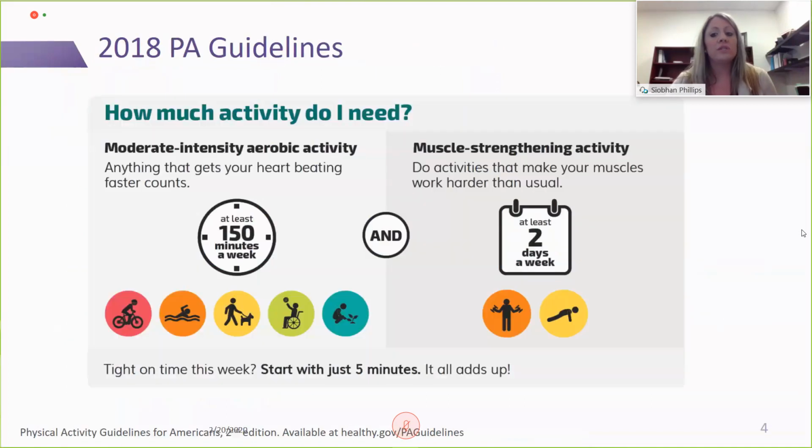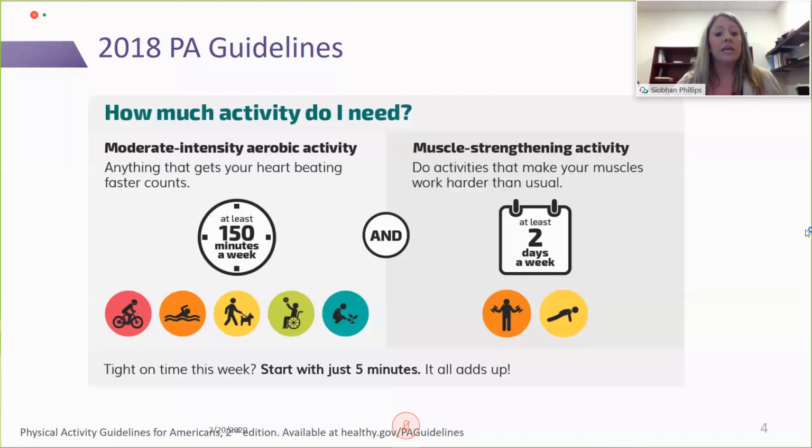Because of all of these benefits of physical activity, there are actually federal guidelines. The first set of them were developed in 2008, and they just updated them in 2018. The physical activity guidelines suggest that individuals should engage in moderate intensity aerobic activity for 150 minutes per week, and muscle strengthening activities 2 times per week for the entire body.